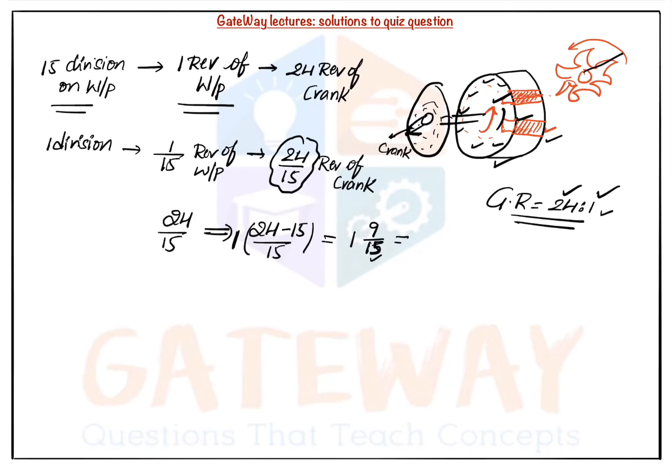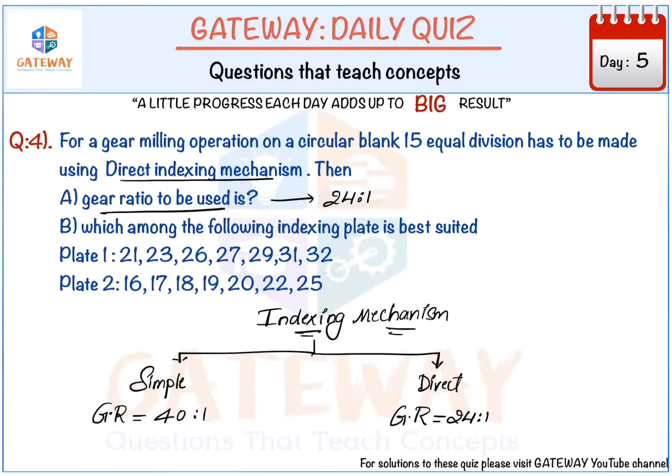For that, this 1 and 9/15 I can simplify and write as 3/5. So that can be written as 1 and 3/5. Now our denominator is 5. So we need to select a plate which has a whole circle of a multiple of 5. In plate 1, with 21, 23, 26, 27, 29, 31, 32, nowhere is there a multiple of 5. In the second plate, 16, 17, 18, 19, 20, 25, we have two circles of holes which are multiples of 5. So we can select either one, anything can be selected.